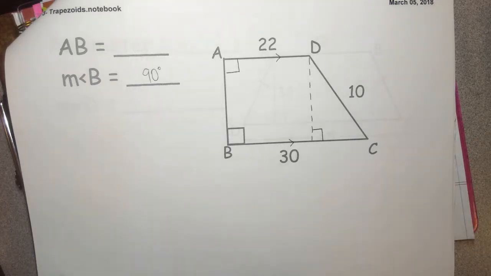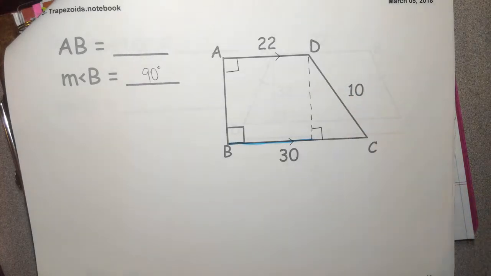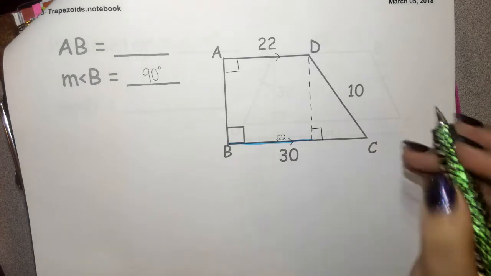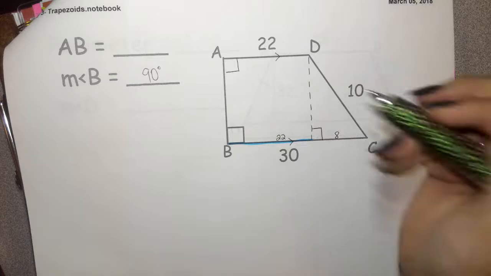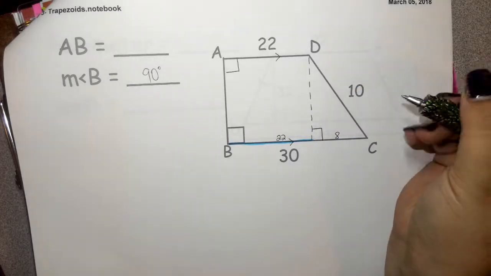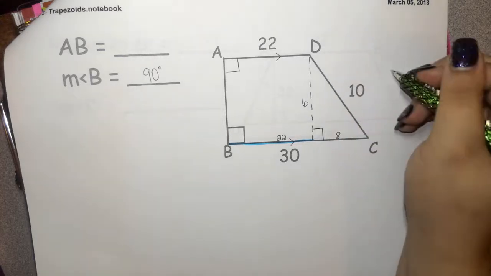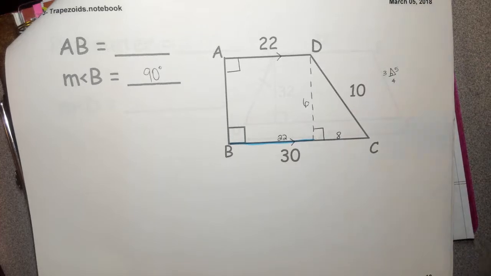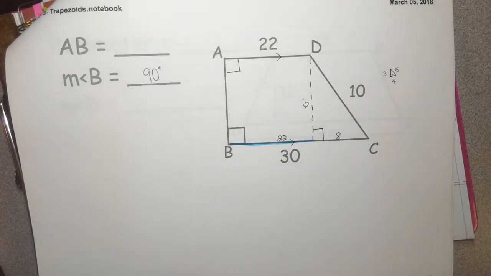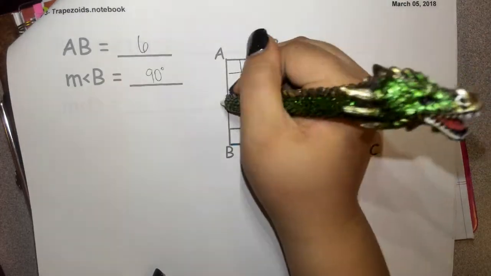Do you agree with me that from here to here is how much? So how much is this right here? 8. All right. If this is 10 and this is 8, what is this? 6. Why? 3, 4, 5. Why did I say 8? 3, 4, 5. All right. Now, so what's AB? 6. Because, hello, they're the same.